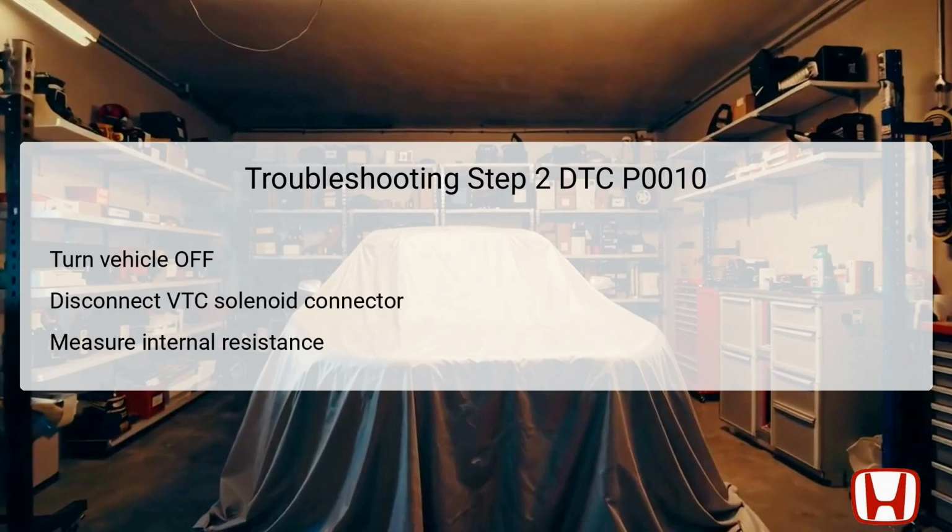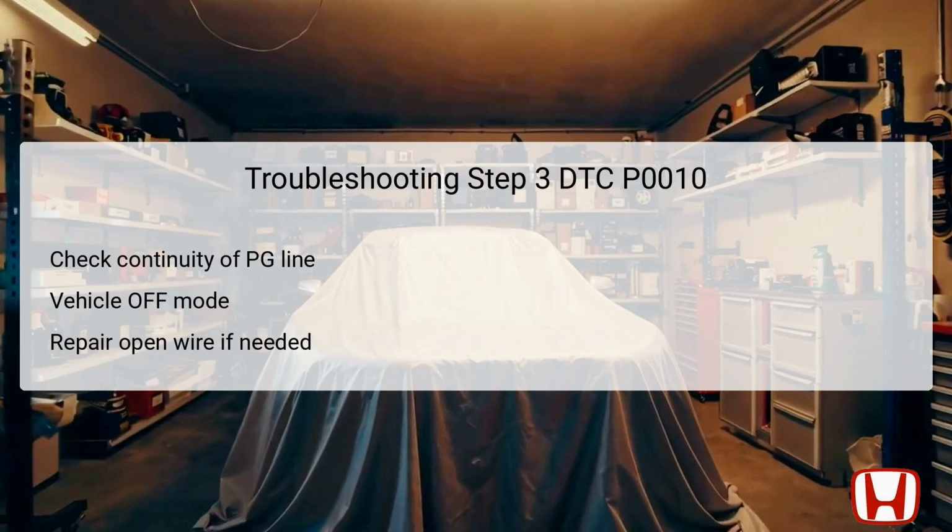If the readings fall within this specified range, it is indicative that the solenoid is functioning correctly. However, if the resistance does not meet these criteria, the solution is to replace the VTC Oil Control Solenoid Valve A to resolve the issue effectively. Continuity testing of the power ground (PG) line is the next step in the systematic troubleshooting for DTC P0010.